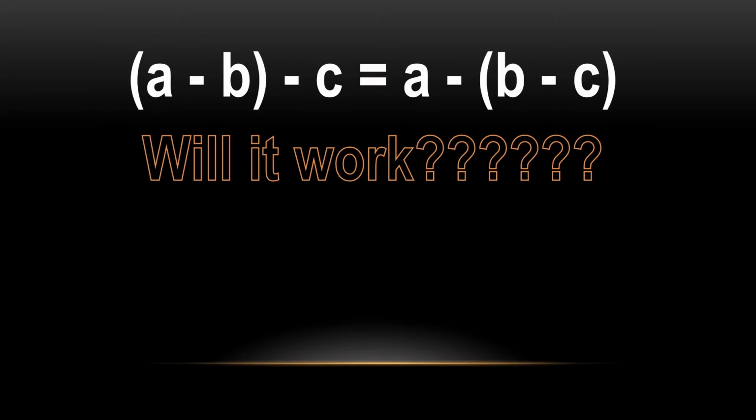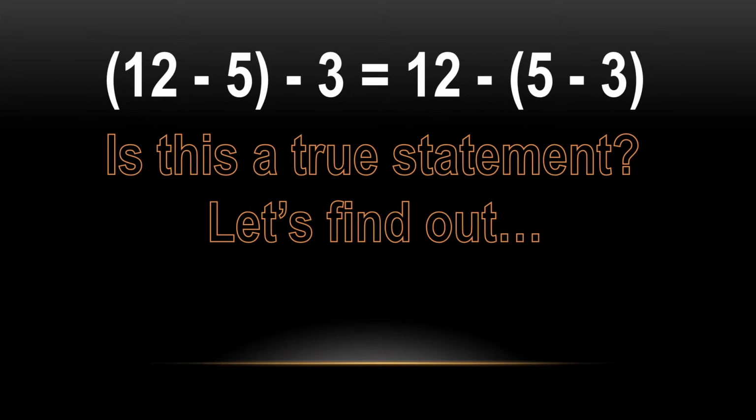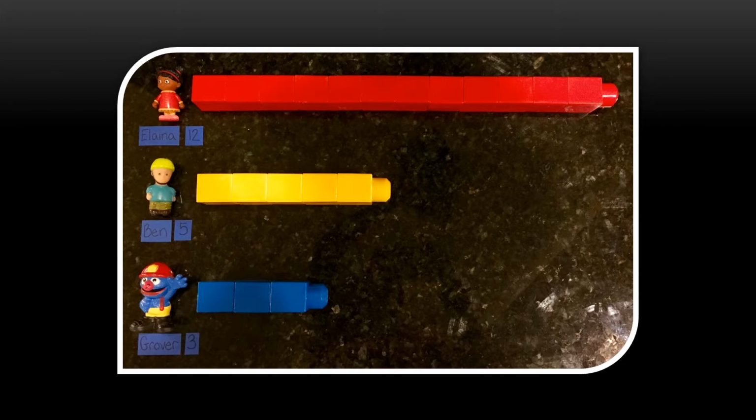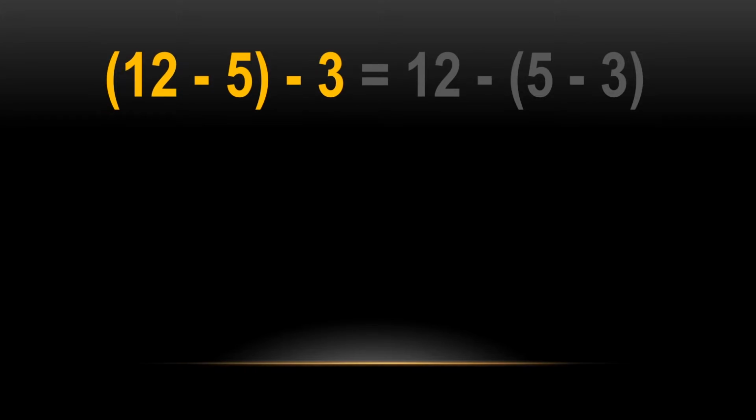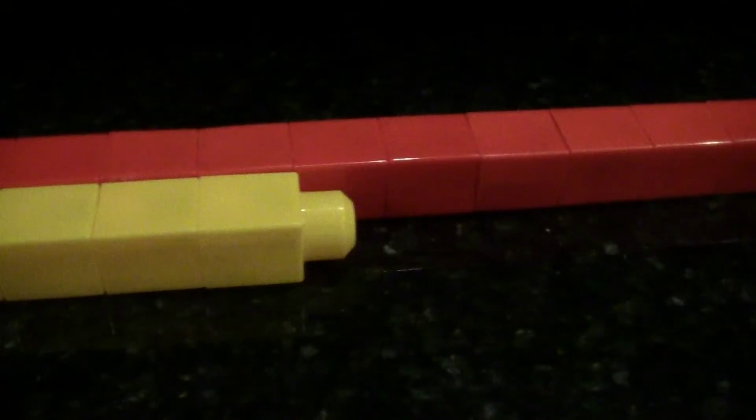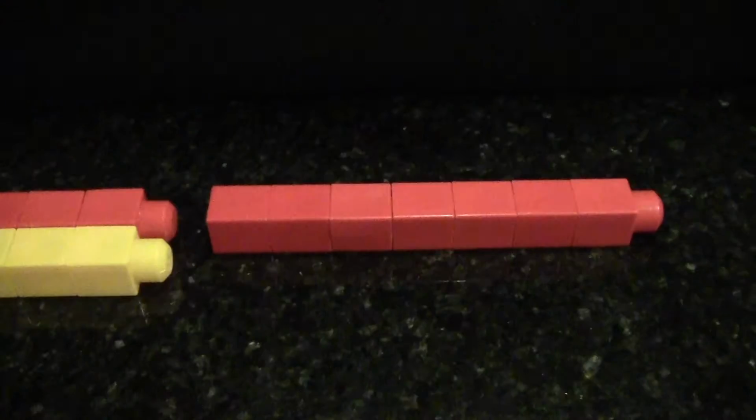I'll start with subtraction. The difference between A and B minus C equals A minus the difference between B and C. Will it work? Is this statement true? Let's find out. Here we have Elena, Ben, and Grover. You can see how many blocks they each have. On this side, we're going to first find the difference between Elena and Ben's blocks. 12 minus 5 equals 7 blocks. Elena has 7 more blocks than Ben.